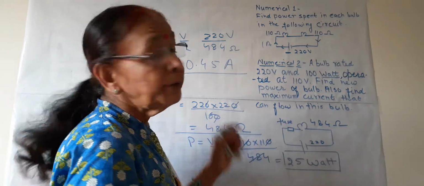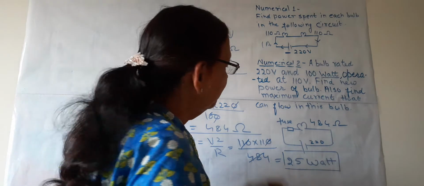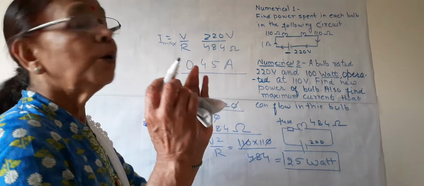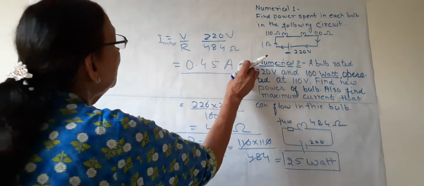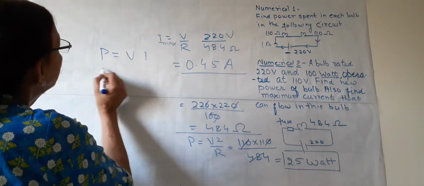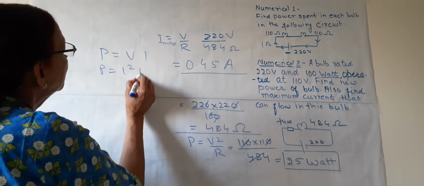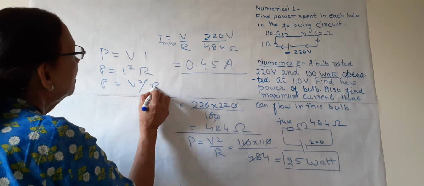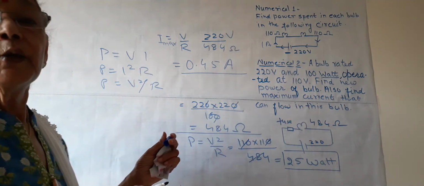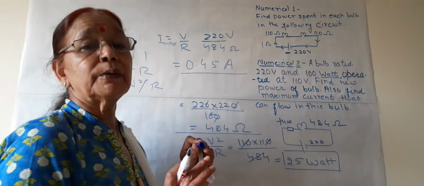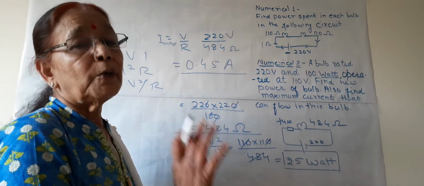So this is about electric power. Very simple. What do you have to learn? You have to learn only these three formulas. I am writing again. Very important. P is equal to VI, P is equal to I square R, and P is equal to V square upon R. So only three you have to learn by heart, and you can solve each and every question on power.